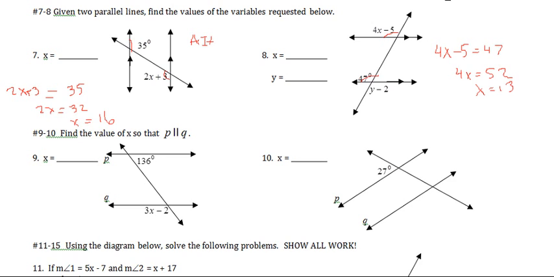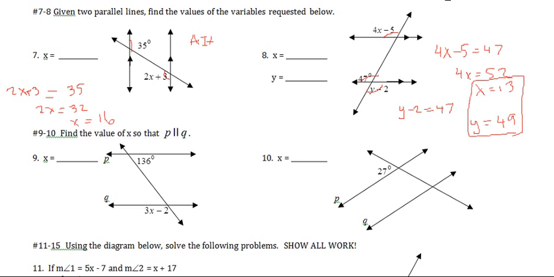Okay, so if I'm trying to figure out y, we could do this a couple different ways. We could find this angle, but I see these two right here, like what we said before, those are vertical angles. Vertical angles are always congruent, so it's y minus 2 equals 47, which means, adding 2 to both sides, y equals 49. So there's my answer for those.